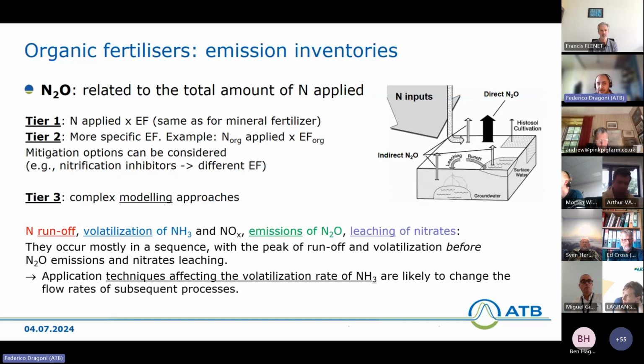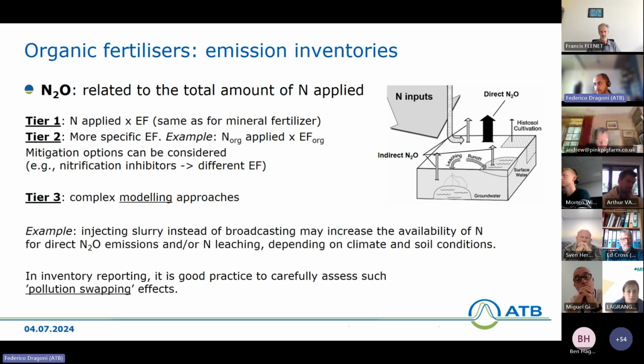Organic fertilizers undergo a fate similar to mineral fertilizers, so there are several processes taking place, but they do not take place at the same time. They mostly take place in a sequence. So, for instance, some processes are faster than others. The runoff and the volatilization of ammonia in particular happen very soon. And this is why application techniques affecting the volatilization rate of ammonia are likely to change what happens next, because if more ammonia goes in the air, there is less nitrogen left in the soil.